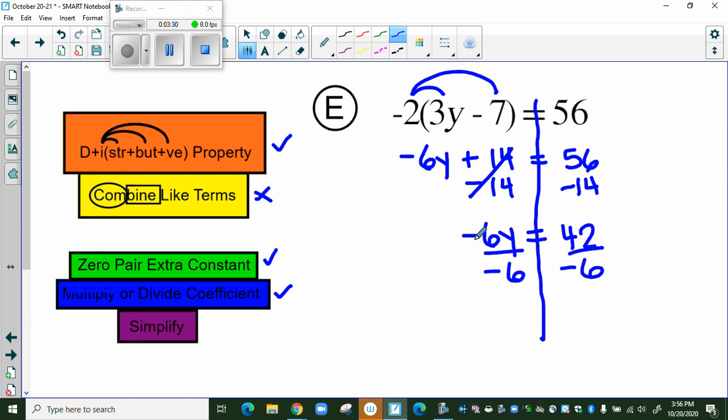When you're dividing, you have to keep the same sign. This is not a zero pair. You make a zero pair when you add or subtract. We are dividing, so we're not doing zero pairs. We are keeping the same number, because negative 6 divided by negative 6 is positive 1, and we want to have a positive 1y at the end. 42 divided by negative 6 is negative 7, and this is your answer.